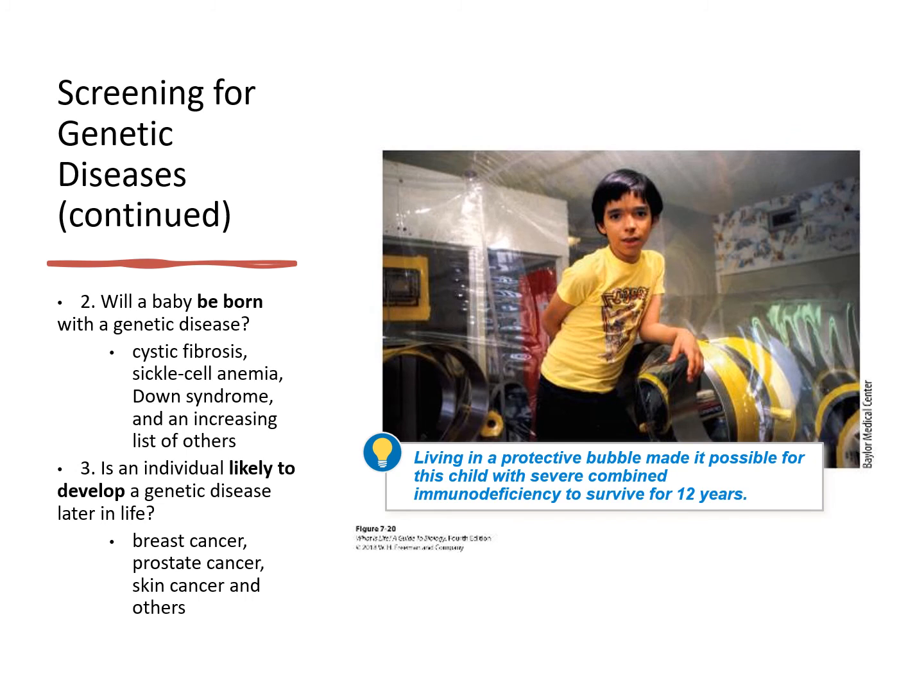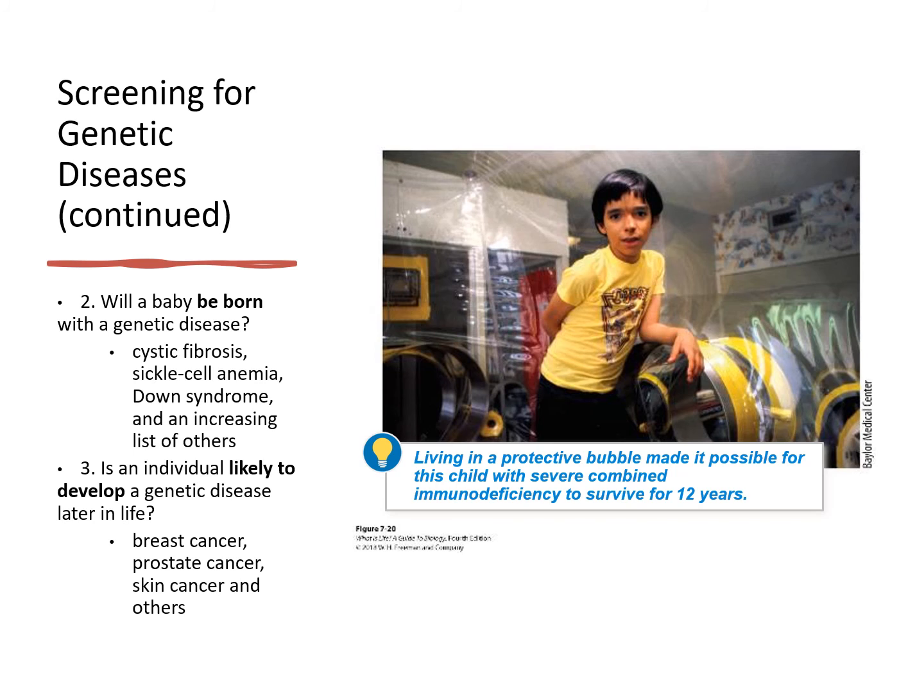From there, the second scenario is a baby being born with a genetic disease, if they'll be born with a genetic disease. Examples include cystic fibrosis, sickle cell anemia, Down syndrome, and an increasing list of others, including something called SCID. SCID is an immune system malfunction where the life expectancy, very unfortunately, is only about a year old.